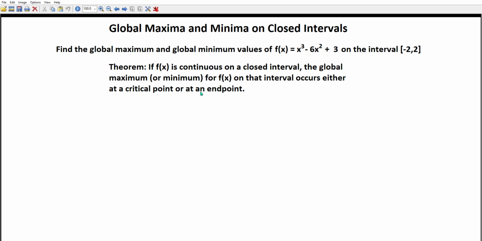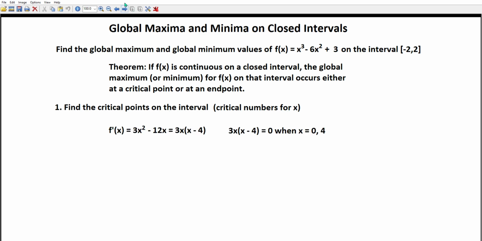Okay, so the first step is to find critical points, and what we'll be hunting for are the x coordinates of the critical points, which are called critical numbers. So we take the derivative, and the derivative of x cubed is 3x squared, the derivative of minus 6x squared is minus 12x. And we can factor a 3x out, and we get 3x times x minus 4. Now we're looking for places where that derivative is 0, which is going to give us the critical numbers. So 3x times x minus 4 equals 0, and we get x equals 0 or x equals 4.